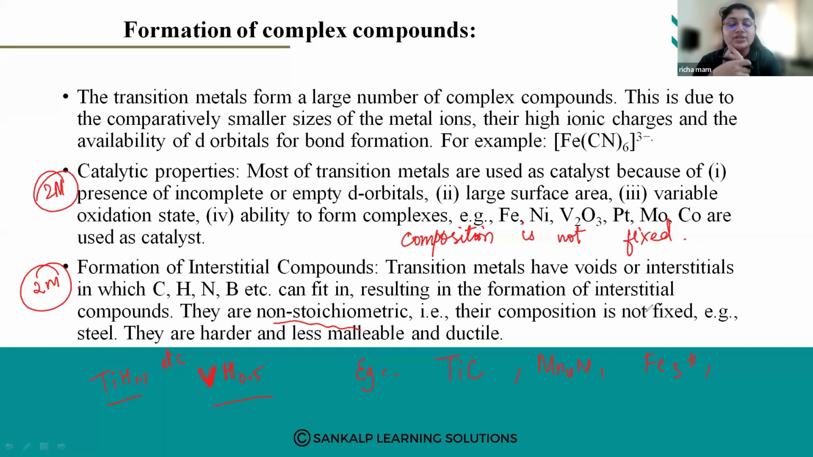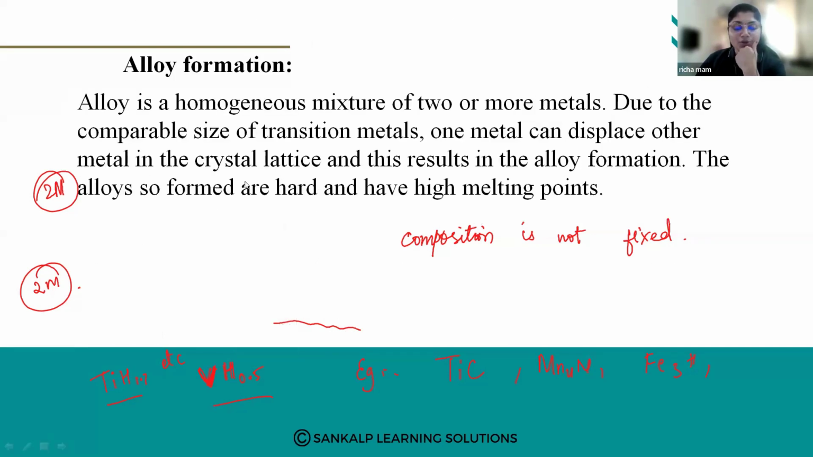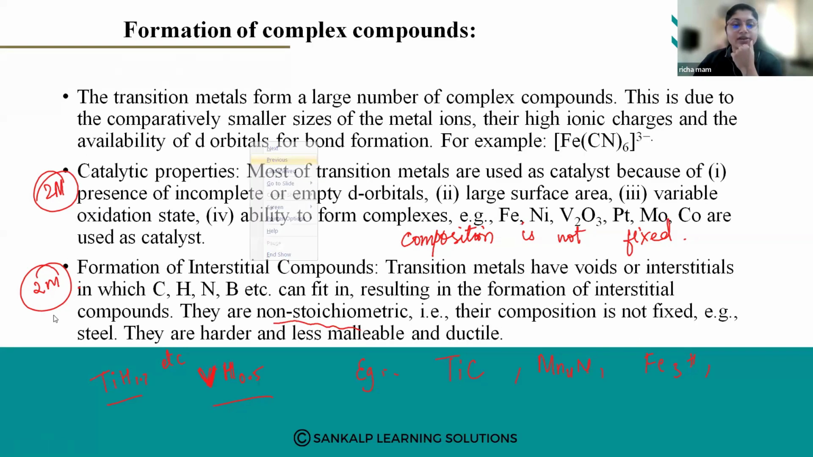Such compounds which are found are called interstitial compounds. By what are they formed? Transition metals. Most of the transition metals form these interstitial compounds, so they have another unique property. Then what are the different physical and chemical properties of these compounds?